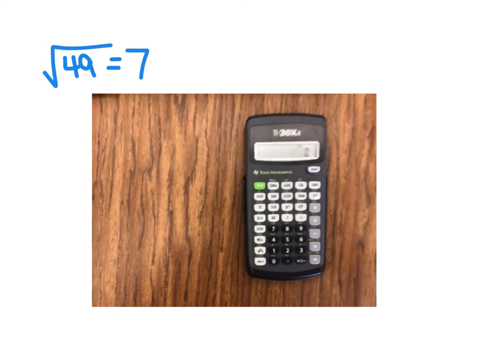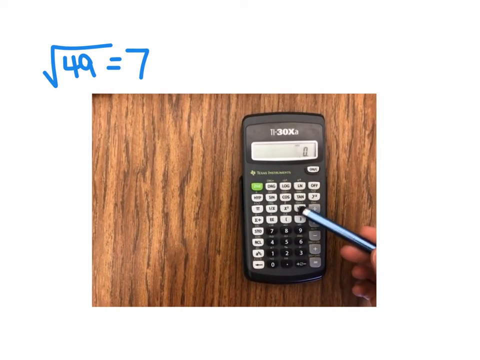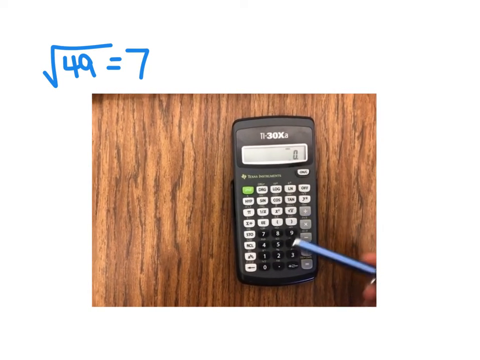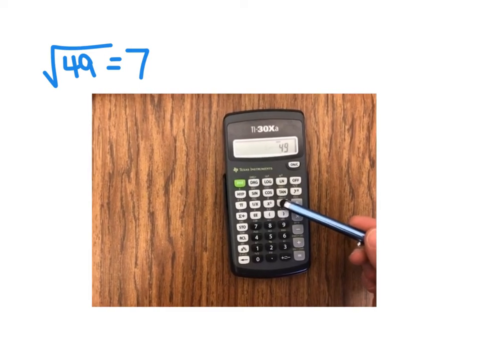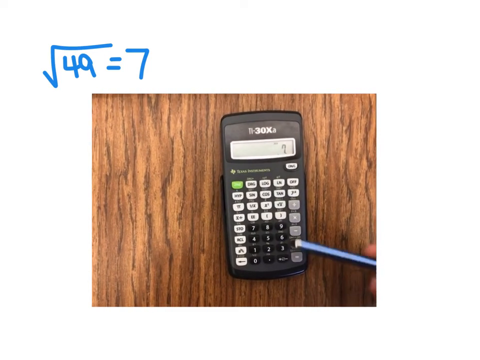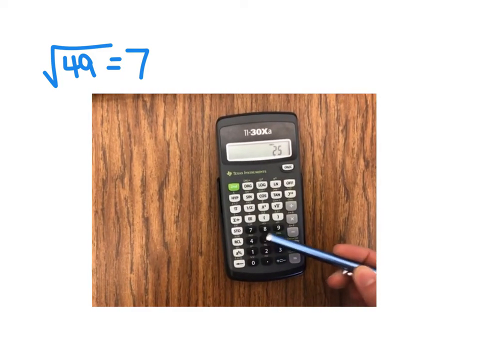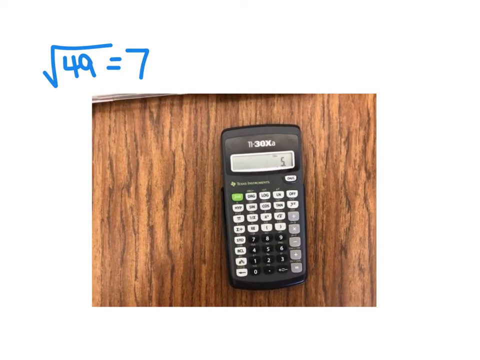All right, I'm going to show you how to use the square root button on a calculator. First thing, this button right here where my pen is, that's the square root button. I'm going to type in the square root of 49. I hit 49, then push that button, and it gives me my answer of 7. Okay, I'm going to push clear and try another one. If I do 25 and then hit square root, I end up with 5. So that's how it works on that calculator.